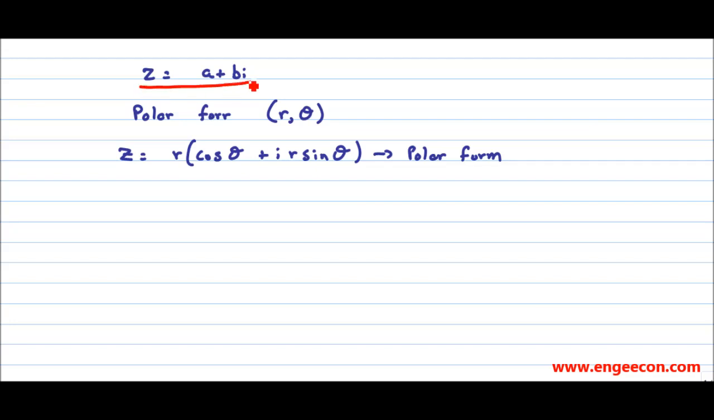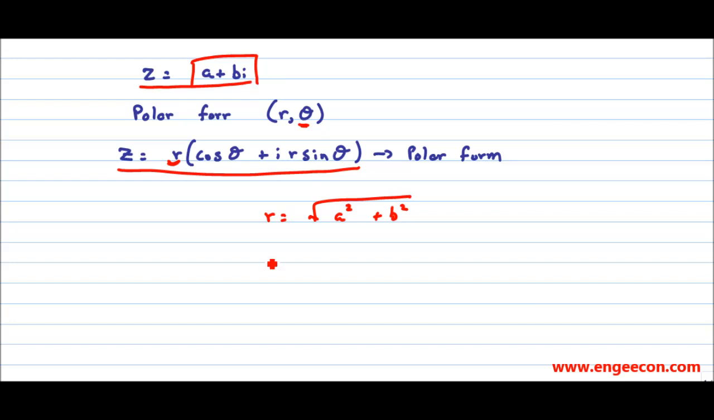Now this is the rectangular form of a complex number, and this is called the polar form of a complex number, discussed in our videos before. So how to get this r from a plus b iota? r is equal to the square root of a square plus b square. And how to get this theta from a plus b iota? Actually, tangent theta is equal to b divided by a, and theta is equal to tangent inverse of b divided by a.